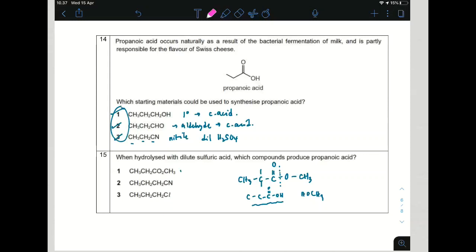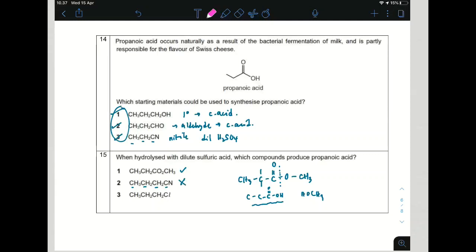So this is possible. Okay, for the second reaction, when you have the 4 carbon over here and you do a reaction with dilute sulfuric acid, what's going to happen? You are going to get butanoic acid. The reaction can still happen. The nitrile can still react with the dilute H2SO4, but you are going to get a butanoic acid with 4 carbons. So therefore, it's not going to give you the propanoic acid.